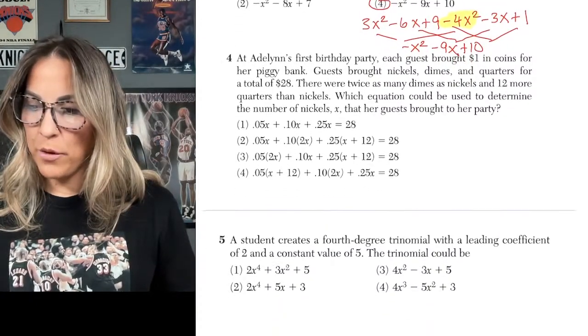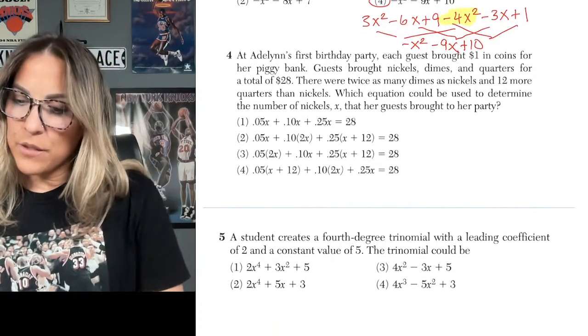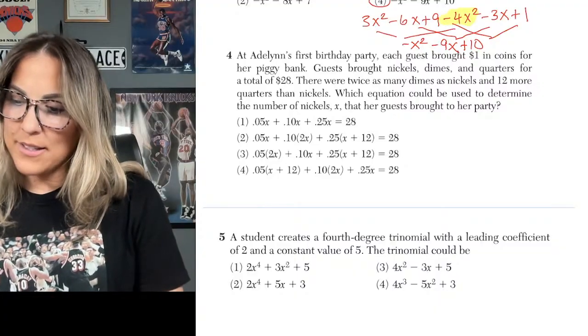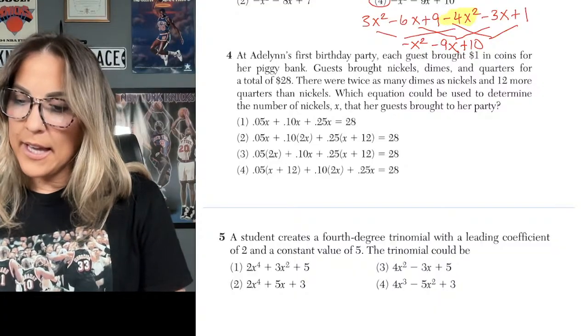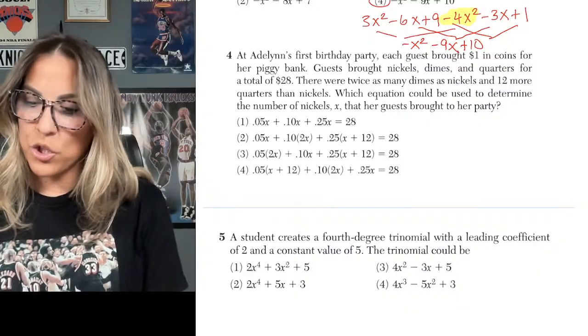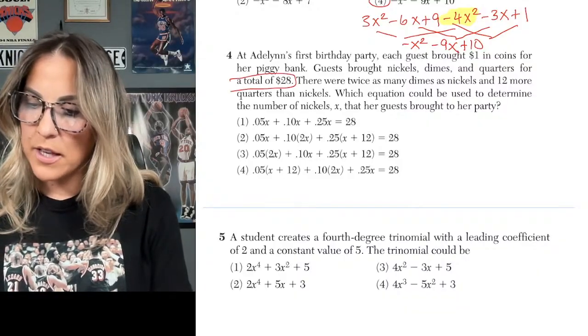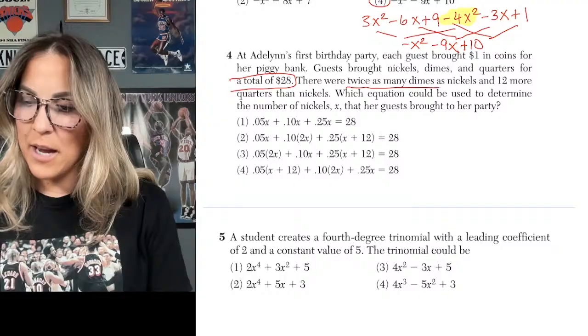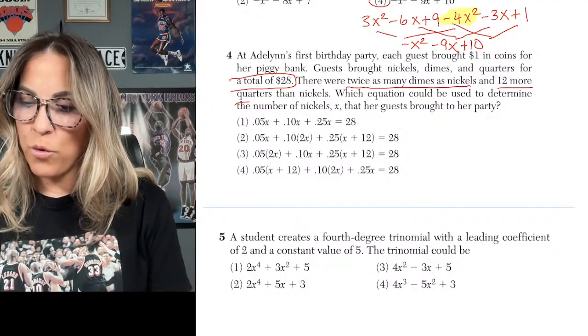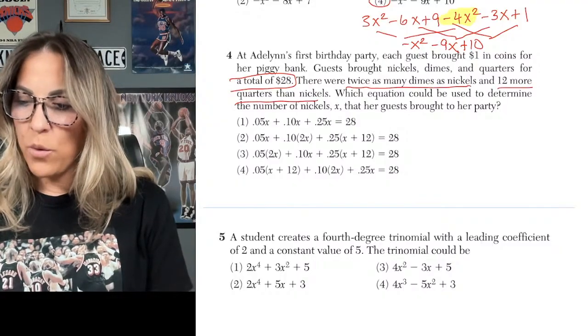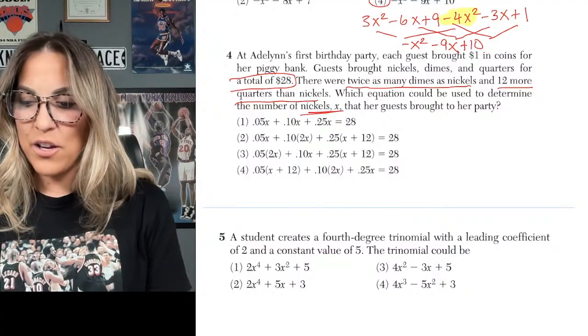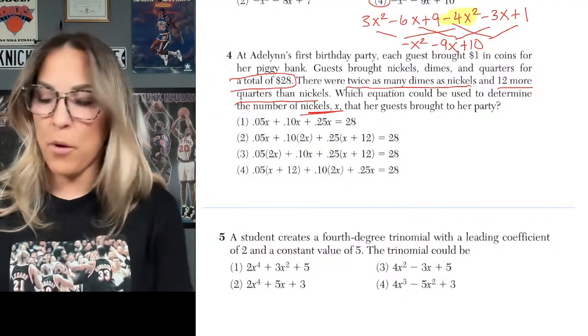Moving on to number 4. At Adeline's first birthday party, each guest brought $1 in coins for her piggy bank. Guests brought nickels, dimes, and quarters for a total of $28. There were twice as many dimes as nickels and 12 more quarters than nickels. Which equation could be used to determine the number of nickels X that her guests brought to the party?